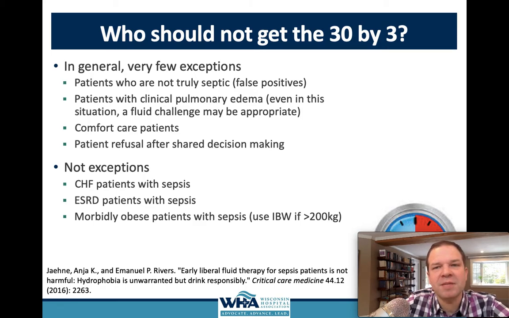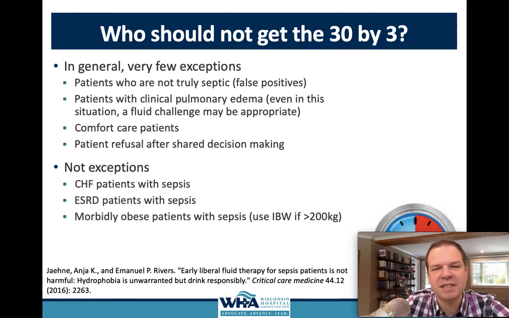There are very few exceptions to people who should get the 30 by 3. The main one, and I think the obvious one, is you want to make sure your patient is actually septic. So we do not want to treat false positives. A common myth about the sepsis core measure is that the goal should be 100% compliance. Really, no one in the nation has 100% compliance with that. If we had a 100% goal with the Sepsis 1 core measure, we would be over-treating patients.